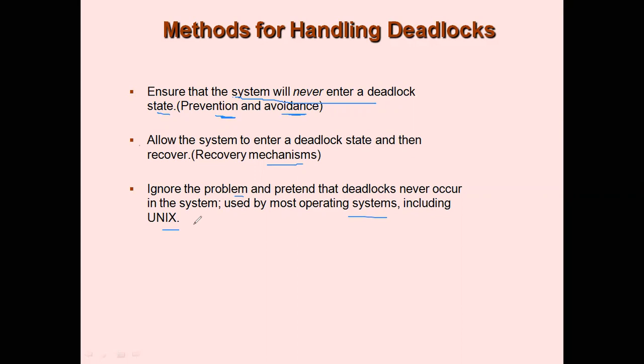That is, you just ignore the problem and pretend that deadlocks never occur in a system. The operating system itself will provide a solution to it. You can either end the process abruptly, or you can wait for the process, or you can kill the process. Okay, so this is the third solution. We will see some prevention techniques, and we will see some detection and recovery mechanism techniques. Thank you, guys.